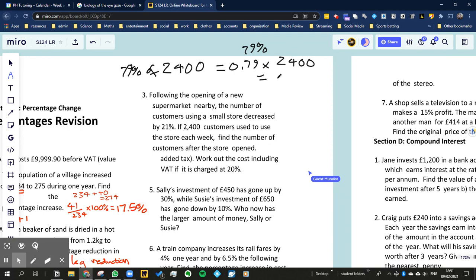Okay, so that's 1,896. Now, it looks like there's a second part of this. Find the number of customers after the store opened. Let's just have a read of this again. Use a small store decrease. Okay, yeah, good, that's this. Find the number of customers. Work out the cost including VAT.